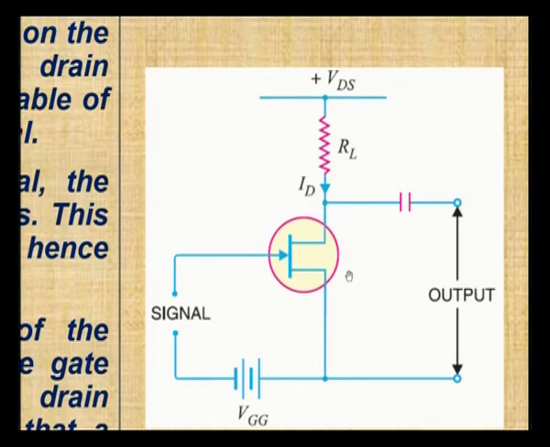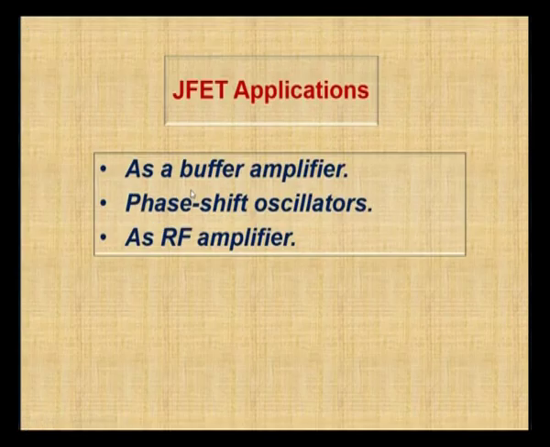This is what we can explain from the application. So, for a small change in the voltage, we will get a large change in drain current. This is good for amplification purposes. This is how the JFET works as an amplifier. Next, some of the applications of JFET: it is used as a buffer amplifier, in phase shift oscillators, and as RF amplifiers.